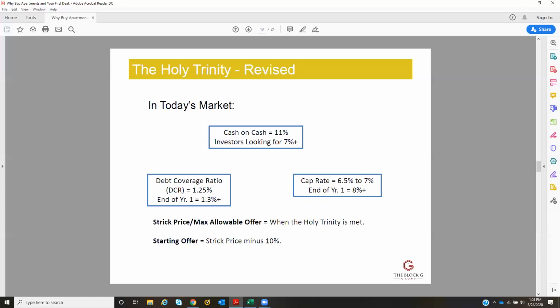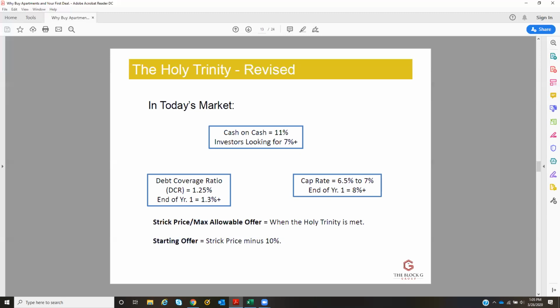Well, right here on the bottom is how we figure this out. Your strike price, or your maximum allowable offer, or your MAO, as Ron LeGrand used to say, is when the Holy Trinity is met. That's your maximum offer right there. When these three things, as well as others, but these are the three pillars, are met, boom, you hit those. That's the max you can go.